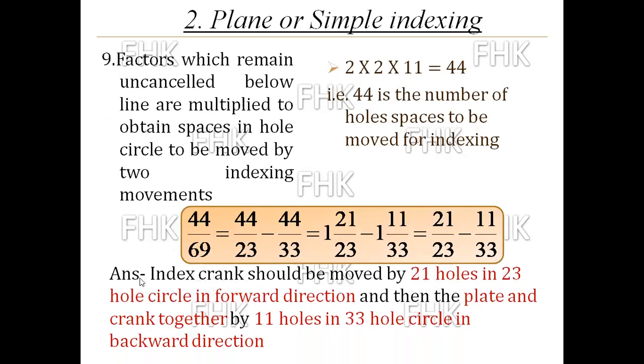So you have to write the answer like this: the index crank, this is the motion of the index crank, should be rotated by 21 holes in the 23 hole circle in the forward direction, whereas the index plate and crank together you have to rotate by 11 holes in the 33 hole circle in the anti-clockwise direction. This minus is the anti-clockwise direction.